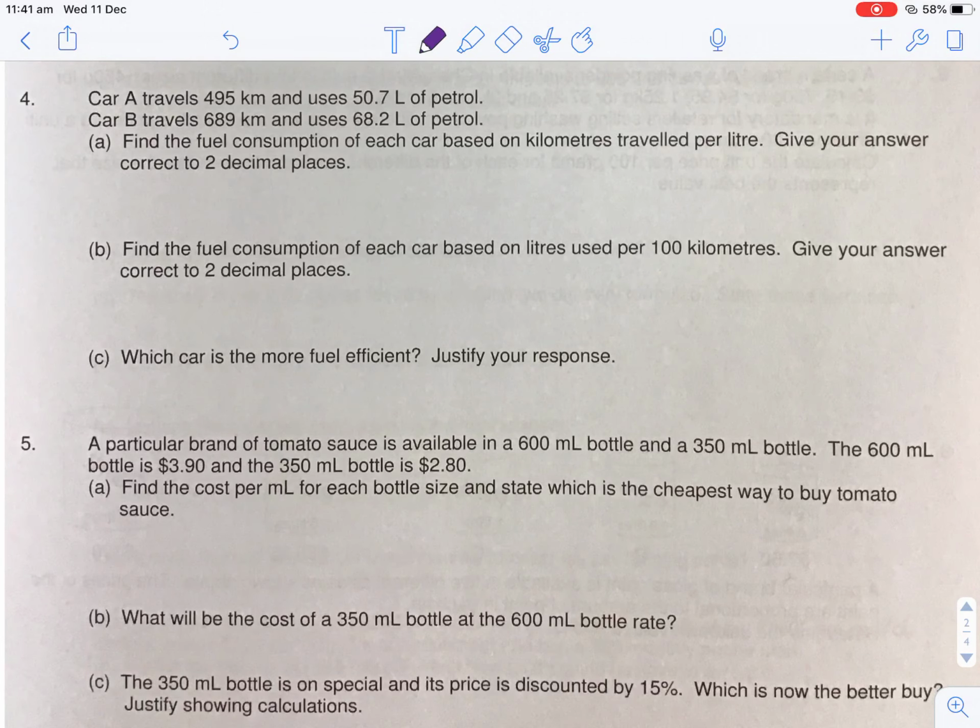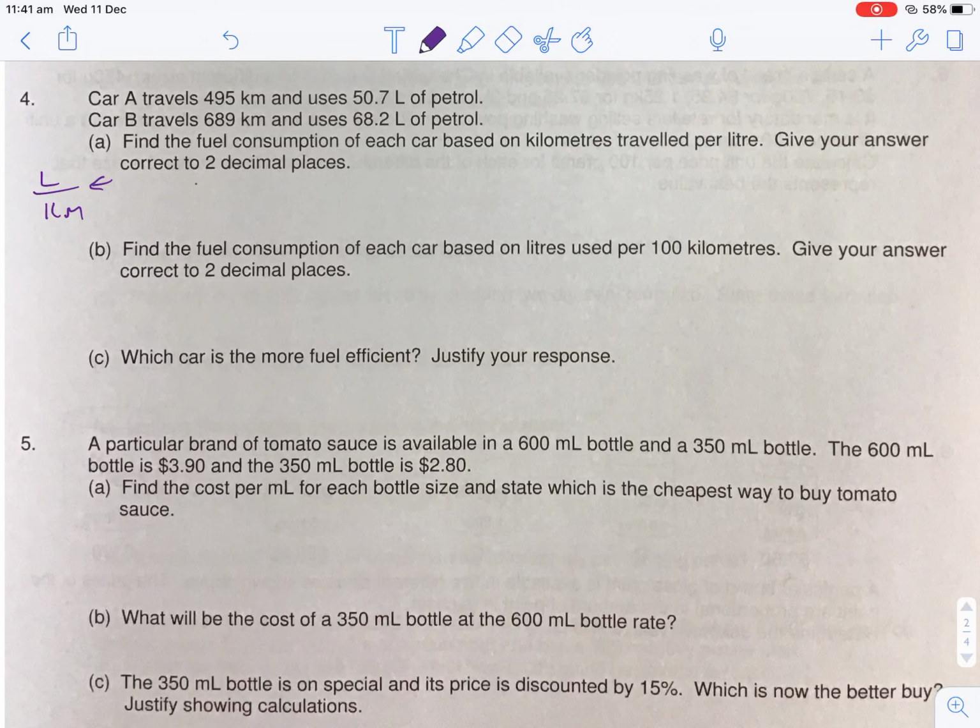Question 4. Car A travels 495 kilometres and uses 50.7 litres of petrol, and car B travels 689 kilometres and uses 68.2 litres of petrol. So find the fuel consumption of each car based on kilometres travelled per litre and give your answer correct to 2 decimal places. So we basically want consumption per kilometre, so litres per kilometre, so we can work out which car is more efficient. So if I want litres per kilometre, I'm going to put my litres on top and my kilometres on the bottom, so it's litres per kilometre.